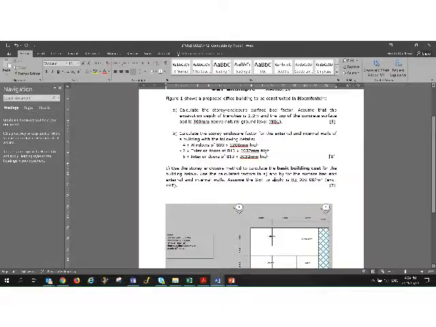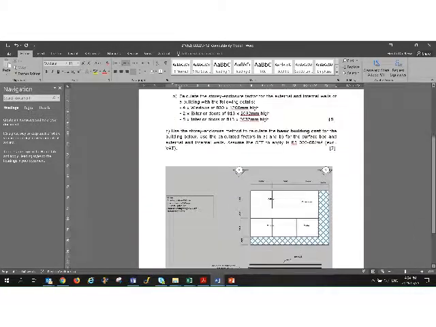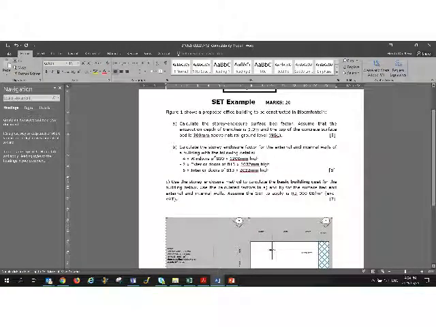So what you can see here is the example. I see there's a mistake here, I'll just correct that. Okay, so you've got a typical question of a drawing that is given, and then you have some different criteria surrounding it, and so on. The question reads, figure 1 shows a proposed office building to be constructed in Bloemfontein, and then the first question is calculate the story enclosure surface bed factor and assume that the excavation depth is 1 meter and that the top of the concrete surface bed is 300 millimeters above the natural ground level.